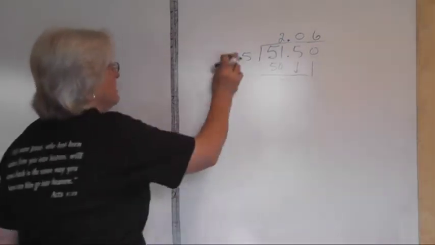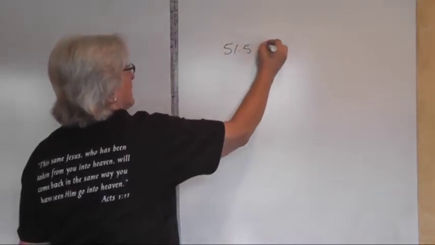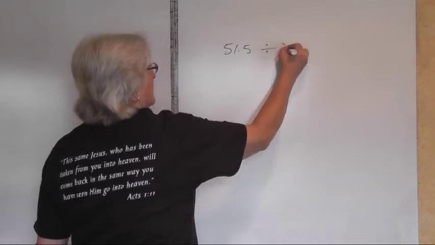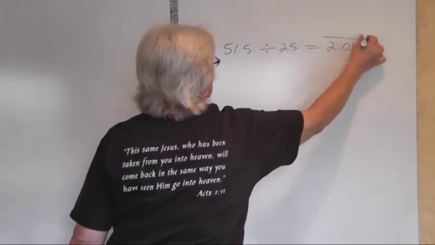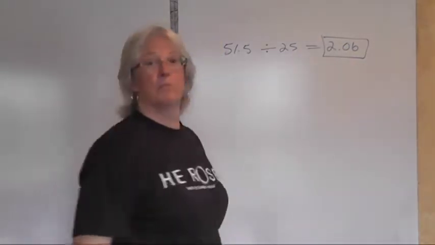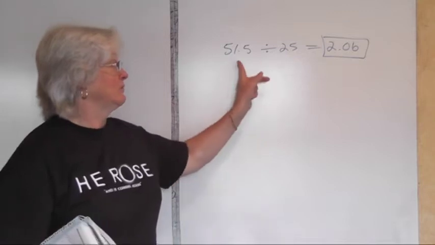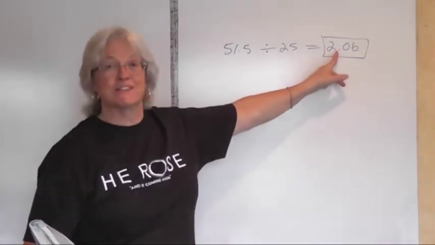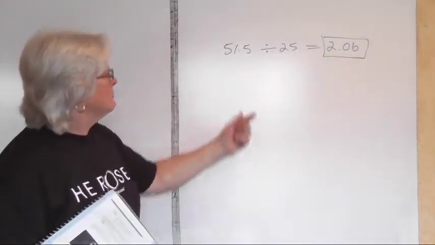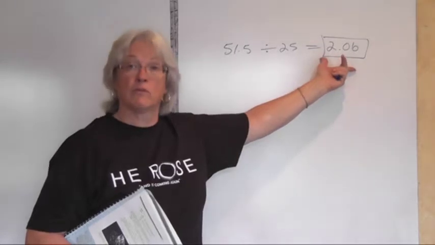And let me just go ahead and write this answer here, where I said 51.5 divided by 25 was equal to 206. Nope. Did you hear what I said? It was equal to 206? It's not, is it? You have to worry about the location of that decimal point. So it's 2 6/100.